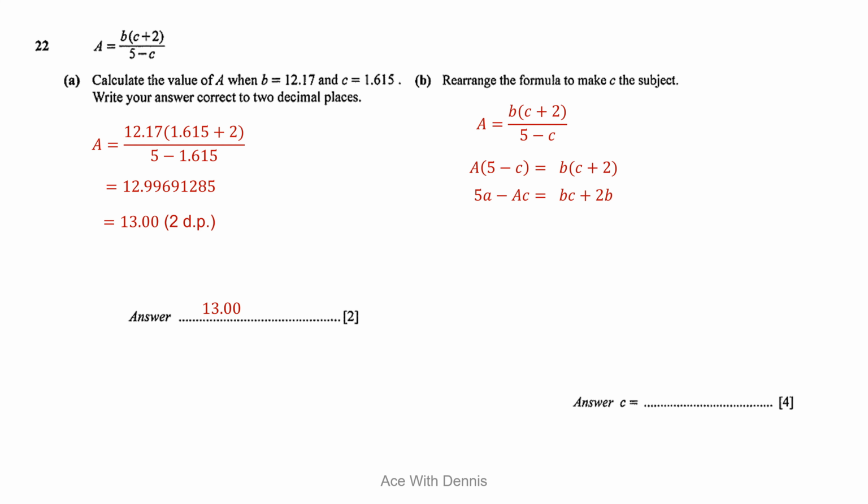The next thing we need to do is move the non-C terms to the left hand side and the C terms to the right hand side. So the left hand side becomes 5A minus 2B. And the right hand side with C will be BC plus AC. Then we factorize the C. We will have 5A minus 2B equals C bracket B plus A. Then C will be 5A minus 2B over B plus A. Hence the answer is 5A minus 2B over B plus A.